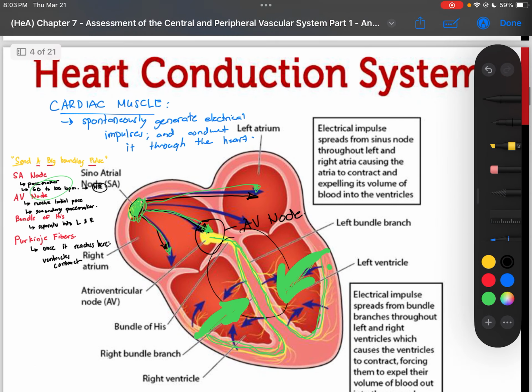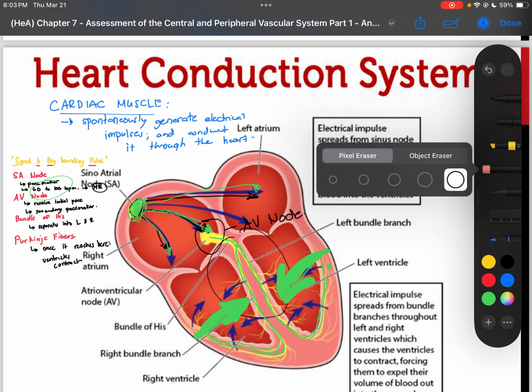Next is what we call our systole and diastole.